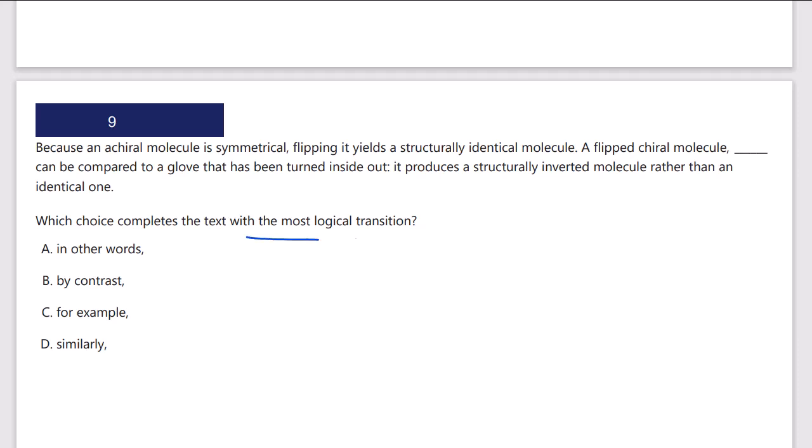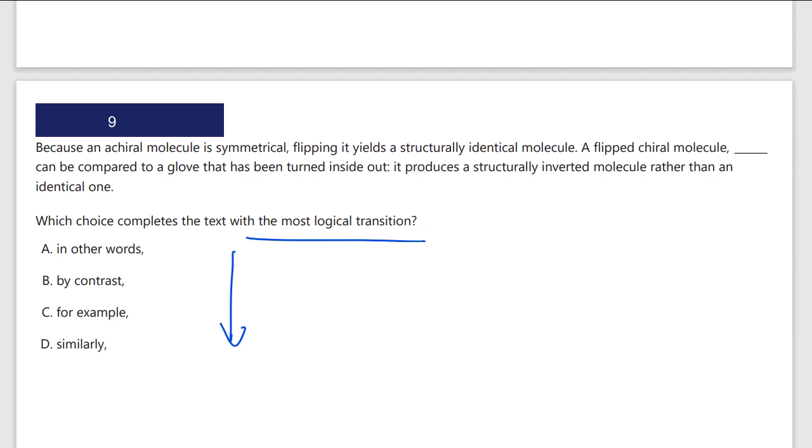Okay, so we've got a logical transition question. We can see the various transitions. As always, we're going to read the sentence before the underlined and the sentence after the underlined and try to get the relationship of ideas between them and use that to figure out what our right transition word or phrase is.